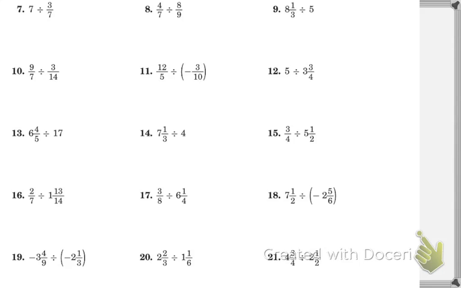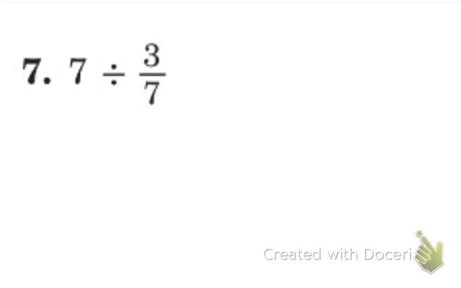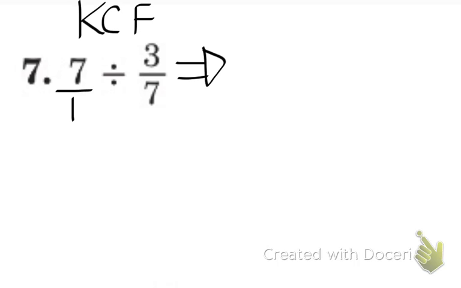7 divided by 3 over 7. So first things first, pretend that that's a fraction by putting it over 1, just like we talked about, for the same reason as the last one. Alright, so we're ready to rock and roll. We're going to convert this so that we're essentially going to do something called keep, change, flip. KCF, keep, change, flip.